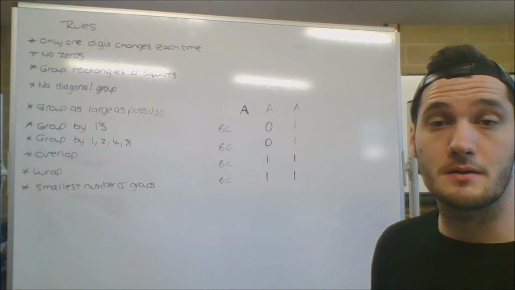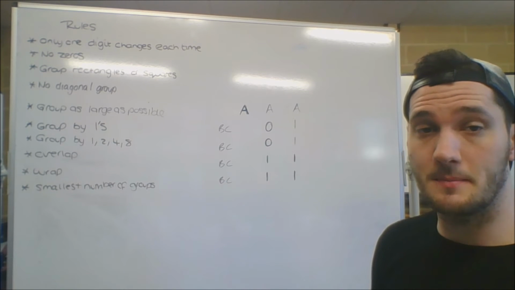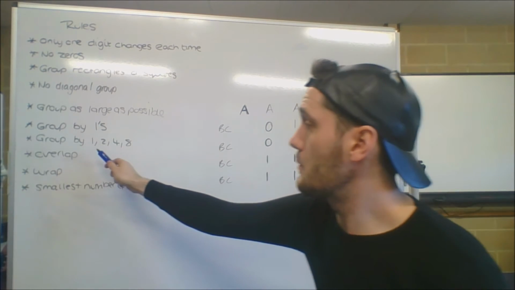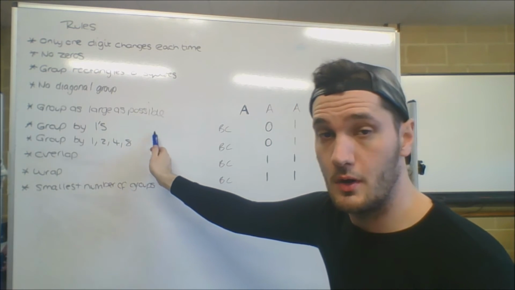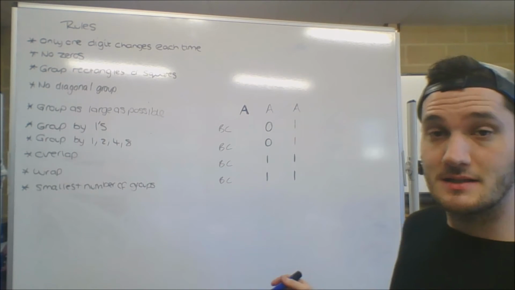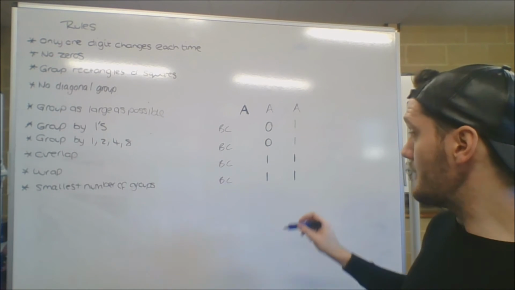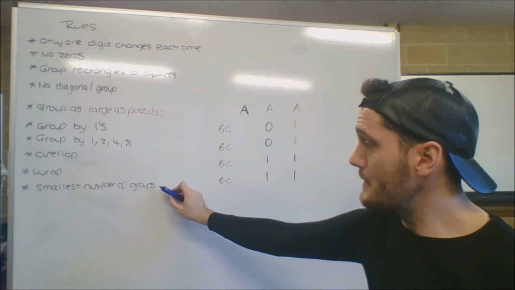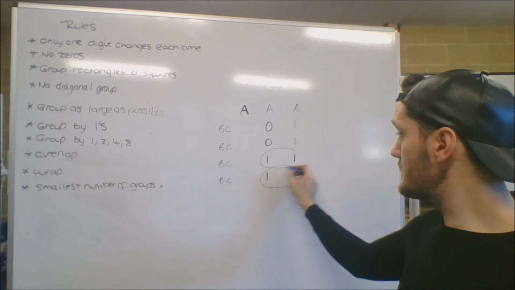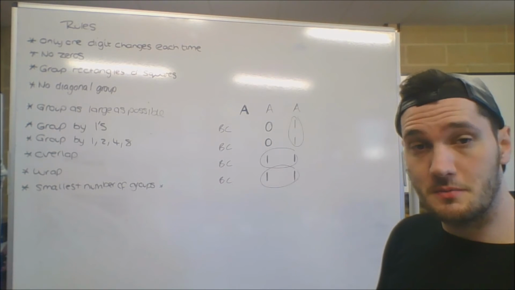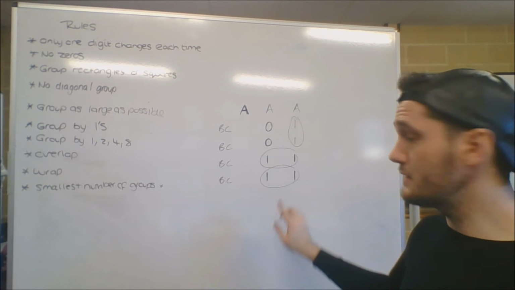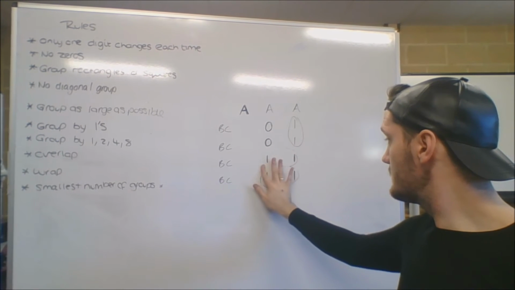Now, the first thing that you need to do is spot the patterns. Now remember, if we look at the rules, over here we can group by 1, 2, 4, or 8, or 16, and so on. So in this case, I can see 2 groups. Now, you can't do this because remember, it says the smallest number of groups. So you can't do a 2, a 2, and a 2, because what you can actually do is make just 2 groups, and that would be 3 groups. So I'm going to get rid of those.